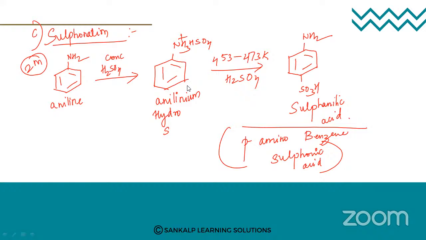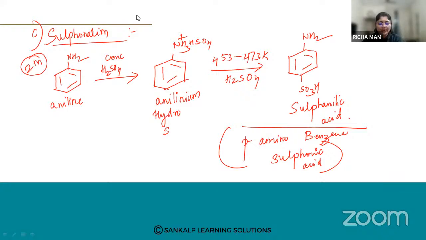Then we have a very small part on diazonium salts. In diazonium salts we are going to study the nomenclature, the methods of preparation, the different chemical reactions involved, and the importance of diazonium salts. Let us take this up in tomorrow's class.